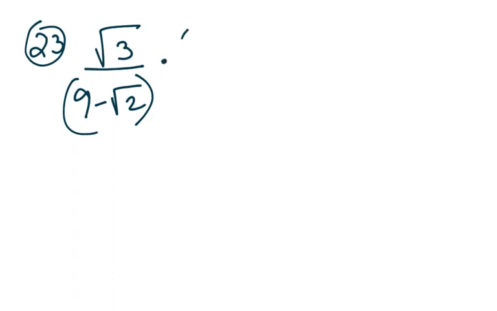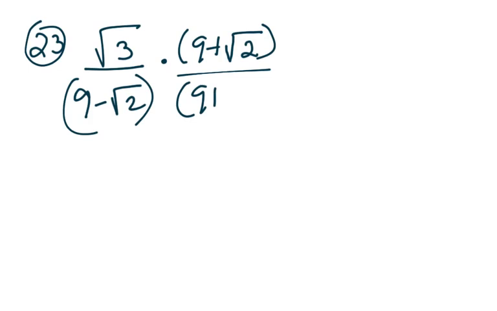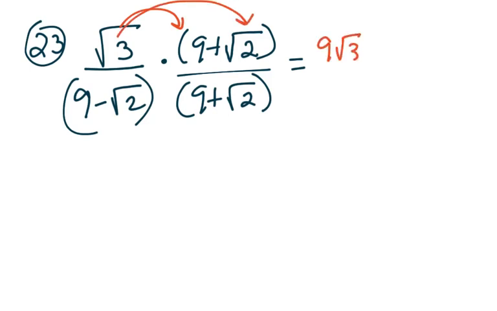23 is the square root of 3 all over 9 minus radical 2. Now notice that they still want you to rationalize the denominator, but you're dealing with a binomial now, so you have to multiply by the conjugate. The conjugate is exactly the same binomial, just with different signs. So now you're going to distribute. So that'll be 9 radical 3 plus the square root of 6, 3 times 2.